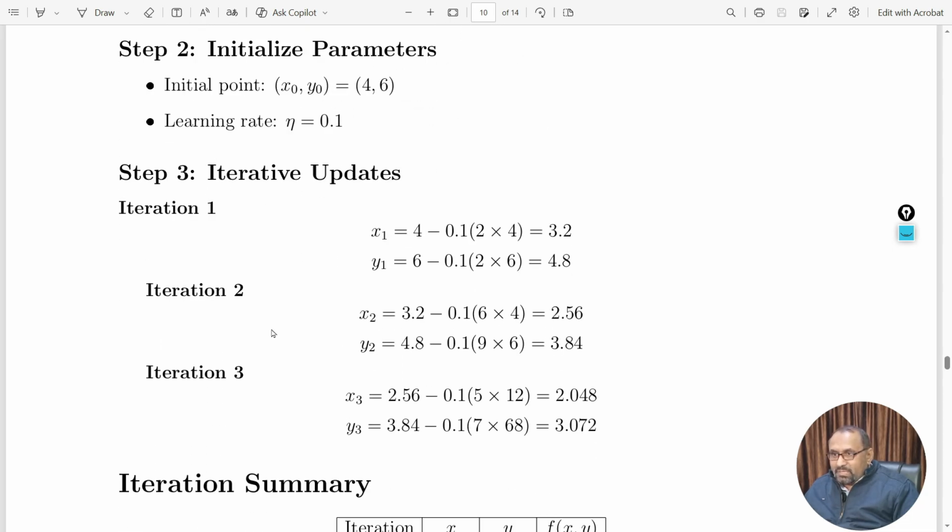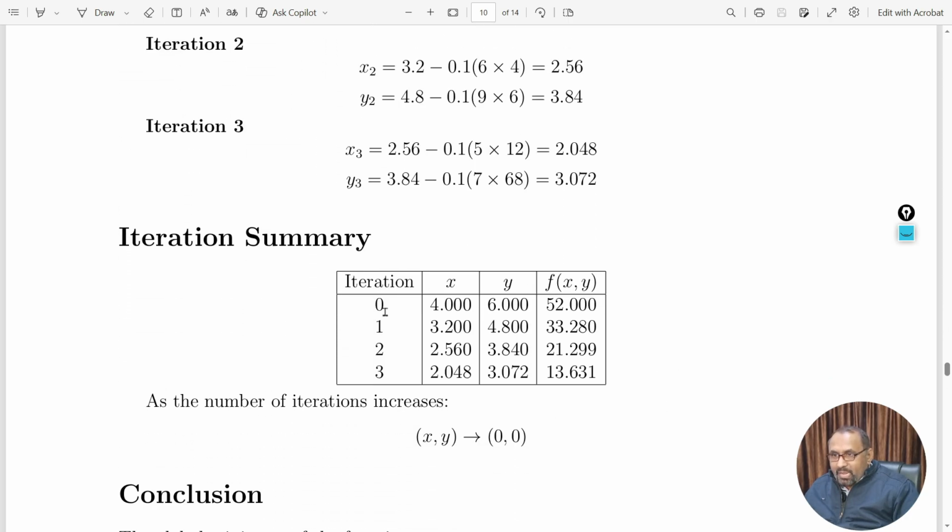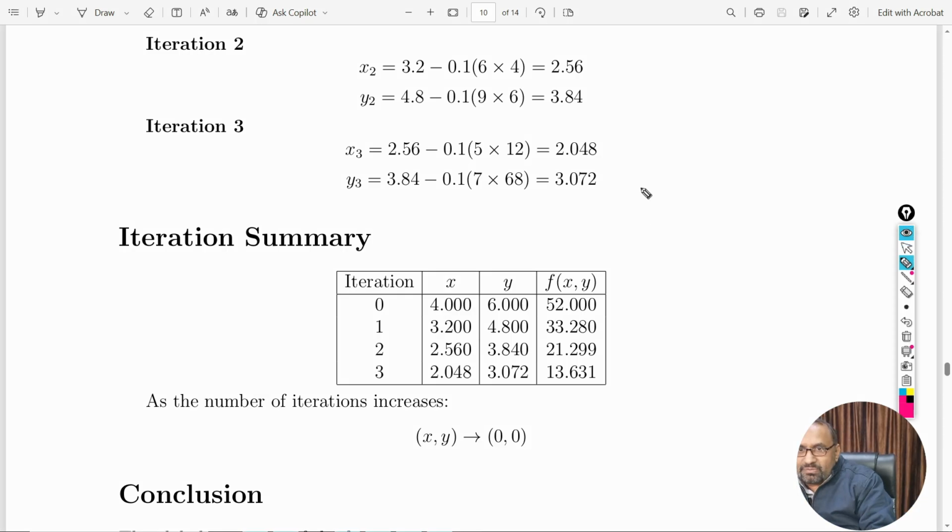And similarly we have the second iteration, then we have the third iteration, and these are the iteration steps here. These are the values of x, and these are the values of y, and these are the values of f(x,y). So from this table you can observe that the values of x and y both are decreasing, and similarly the function f(x,y) is also decreasing. And as you will see, the function we have is f(x,y) is equal to x square plus y square.